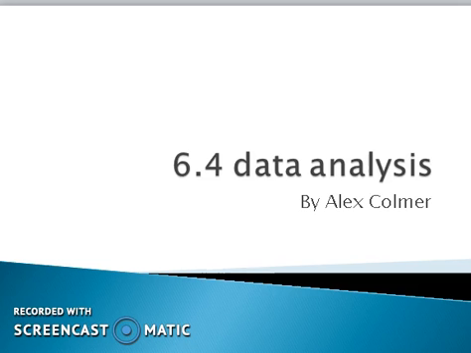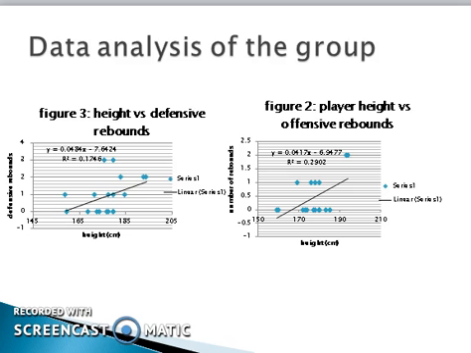So this is my 6.4 data analysis done by Alex Colmer. For 6.1, this was the notational analysis, and this is the data analysis of the group rebounding for offensive and defensive rebounds versus the player's height. As you can see for the group, there is player height versus offensive and defensive rebounds.